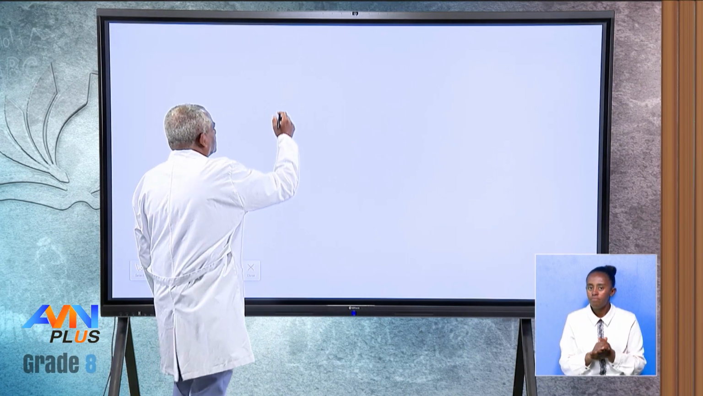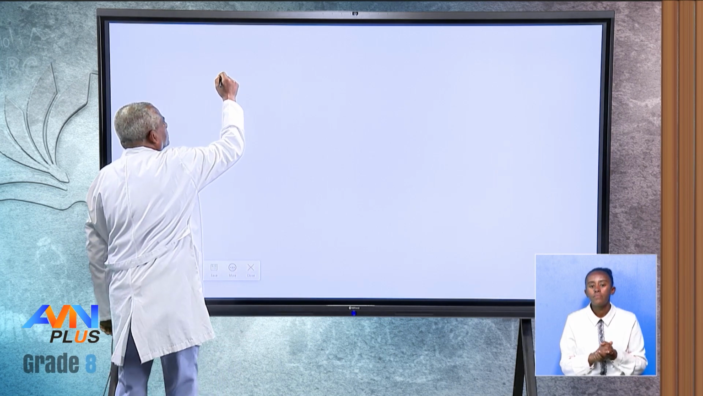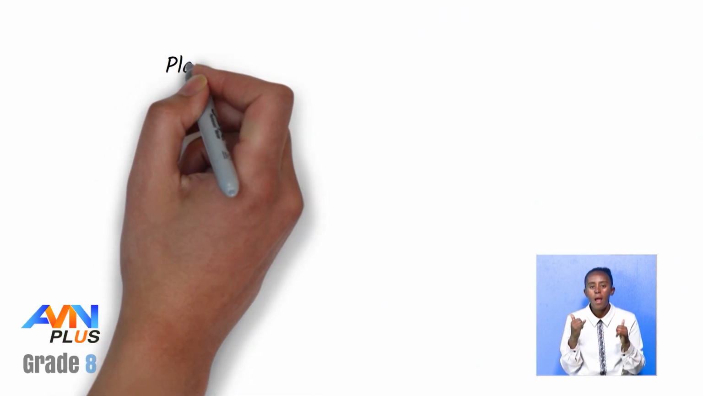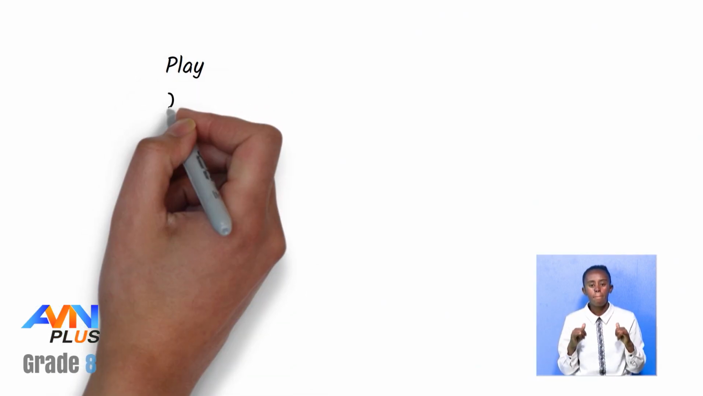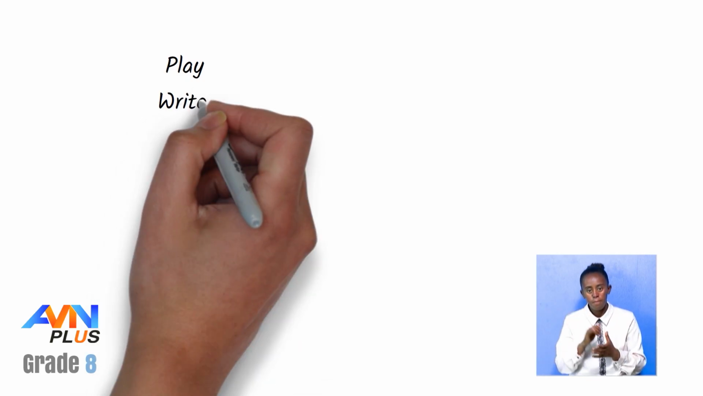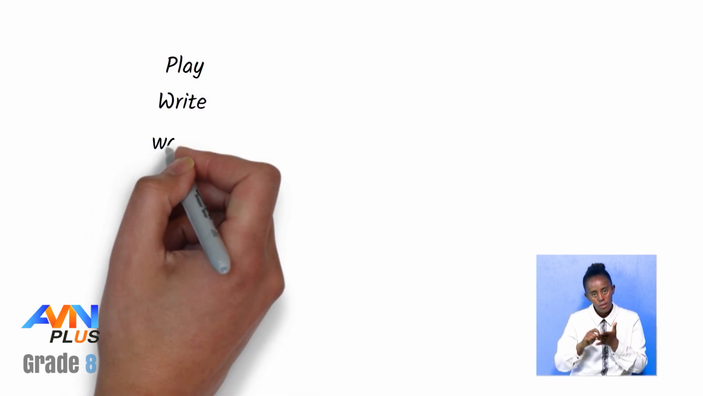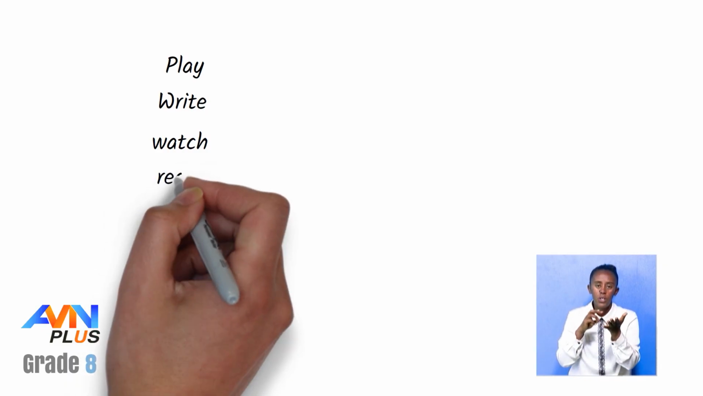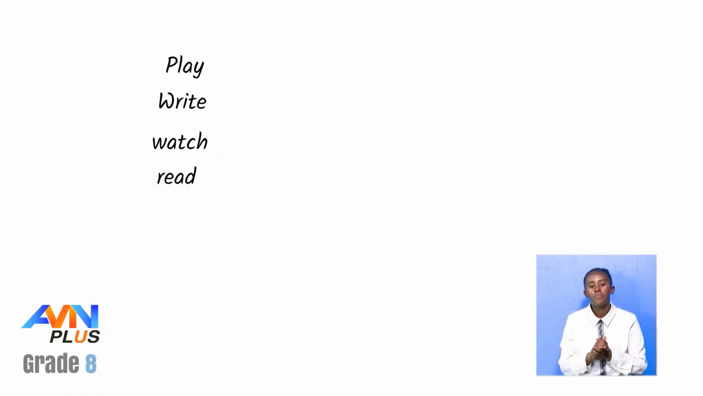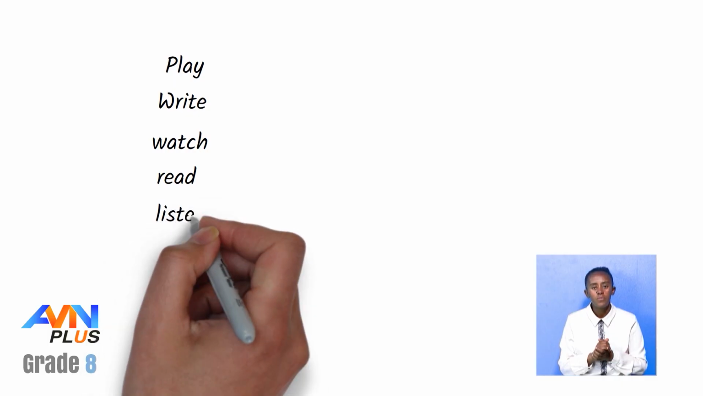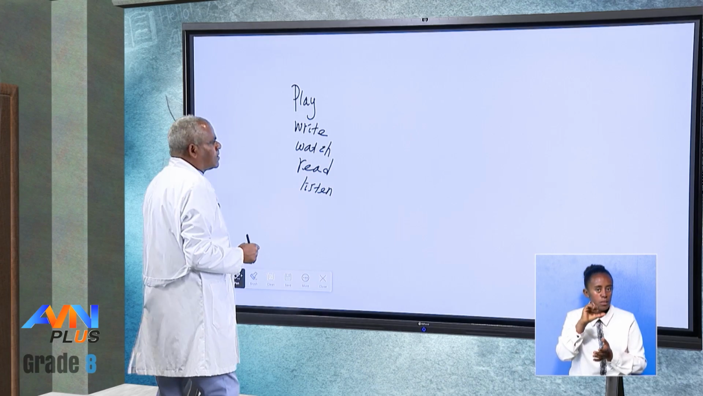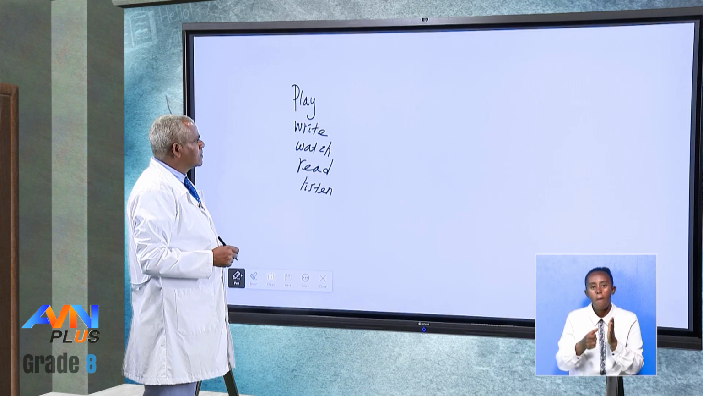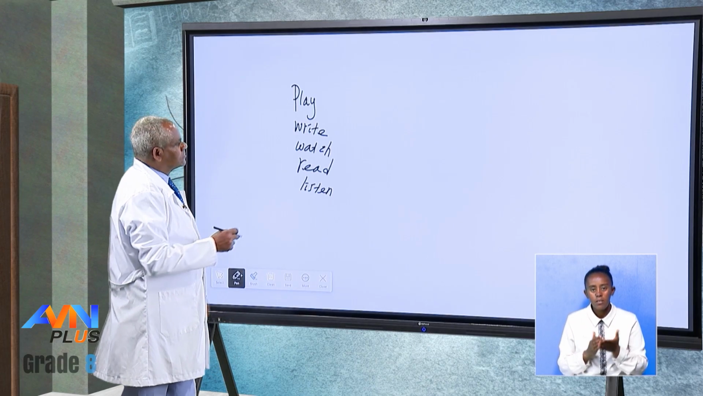Take for instance these verbs: play, watch, and read. These are the root words. And then listen. These are the main verbs. So what are you going to do?